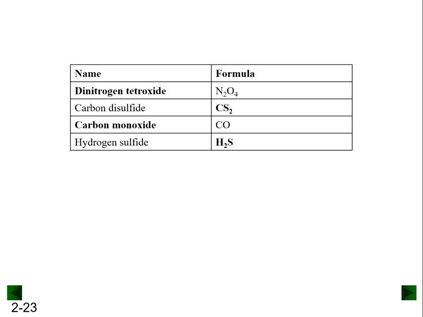N2O4. We need 2 nitrogens, so it's dinitrogen, and 4 oxygens, so it's tetraoxygen. Oxygen is the second element, so it's an oxide. Dinitrogen tetroxide.